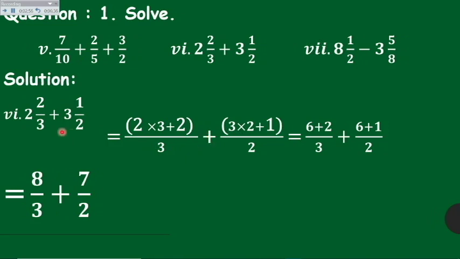Same thing we will do with the next term, 3 whole 1 by 2. I multiplied 3 multiplied by 2 plus 1 upon 2. As a result I get 6 plus 2 upon 3 plus 6 plus 1 upon 2. So your final answer will be 8 upon 3 plus 7 upon 2.